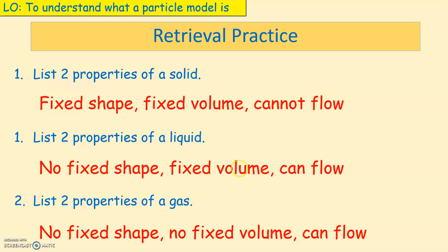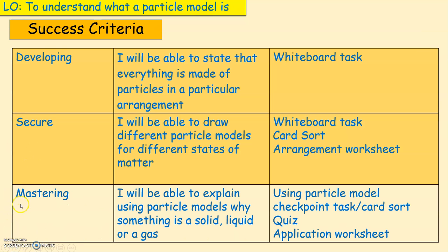All right, can we move on? Okay, now from last lesson, we've been able to draw the different particle models for different states of matter. Remember what I asked you to do? To stick it in and write down the different properties, okay? Now, what we're going to be doing now is mastering this, being able to really understand this and become legends in this particular topic, okay? So hopefully we'll be able to explain using particle models why something is a solid, a liquid, or a gas.